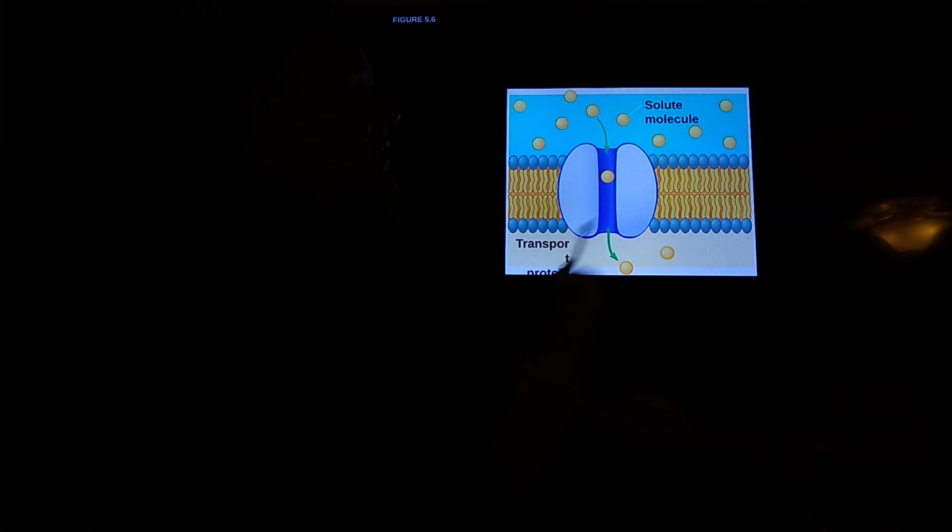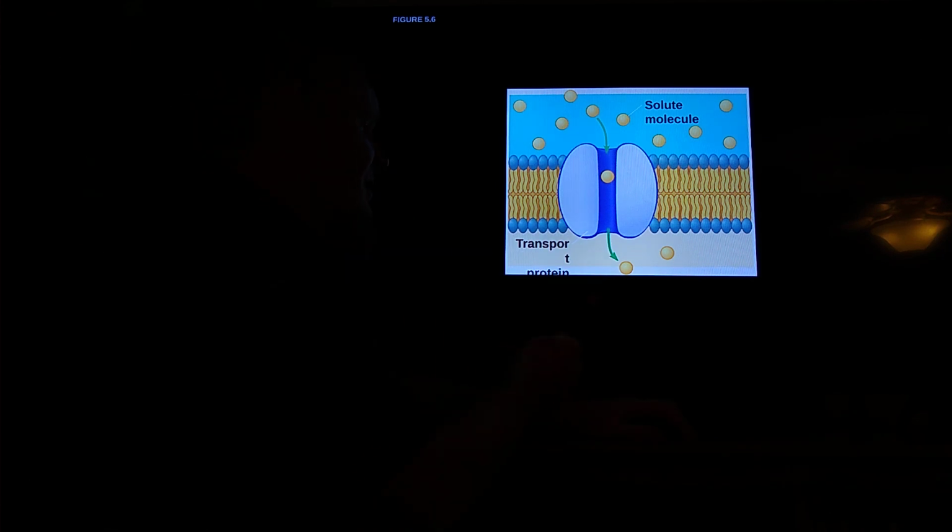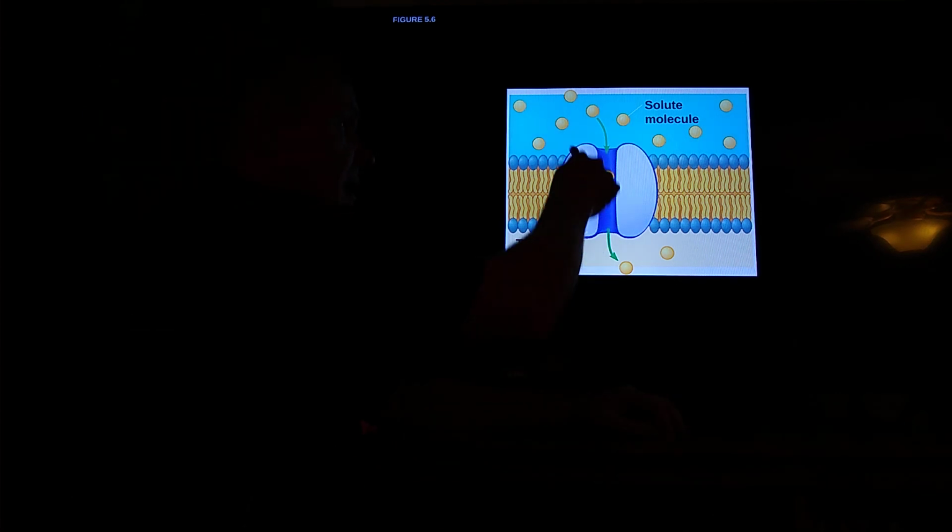What's outside of the cell? Water. What's inside the cell? Water. To be able to move easily within water, you have to be polar. The problem with being polar is you can't go through this center nonpolar area of the cell membrane. So they need a facilitator, they need a doorway, they need a channel, they need help. And this is the thing that helps them to come in. Facilitated diffusion.